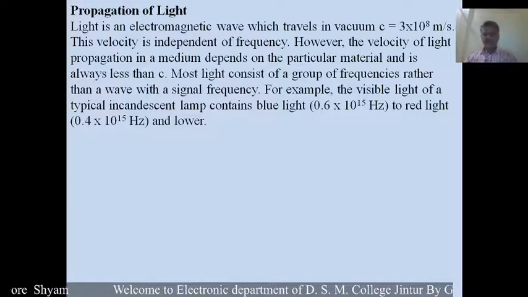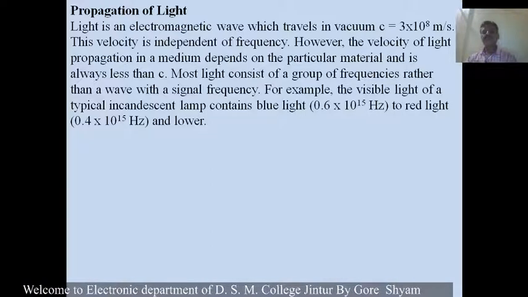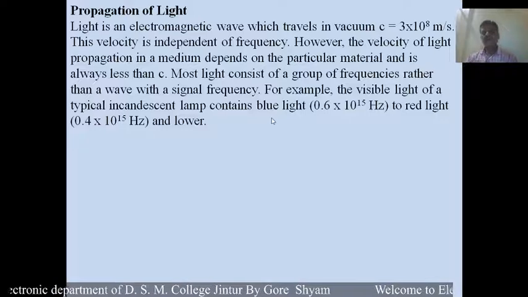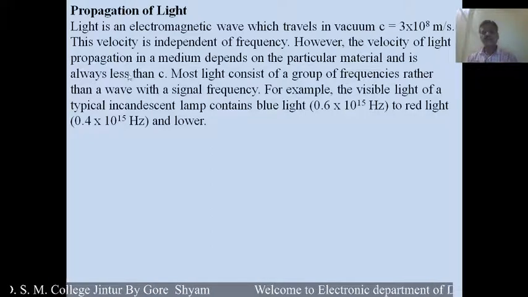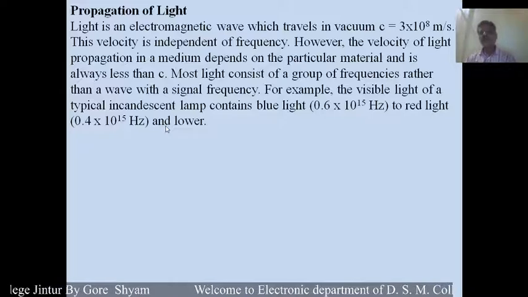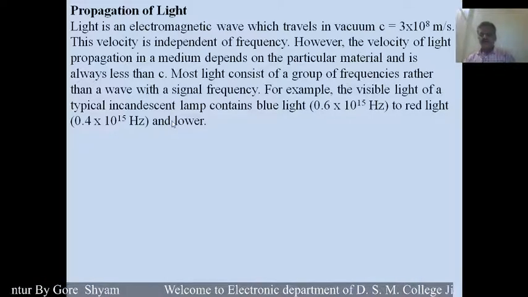Most light consists of different frequencies rather than a wave with a single frequency. For example, visible light has different colors, like blue and red light. The blue light has a frequency of 0.6 × 10^15 hertz, and for the red light the frequency is equal to 0.4 × 10^15 hertz. Therefore, different colors have different frequencies.